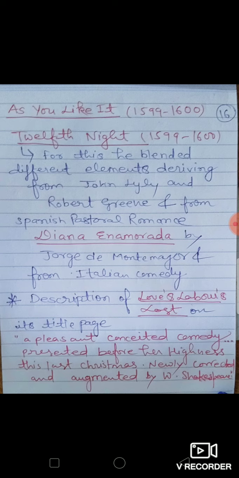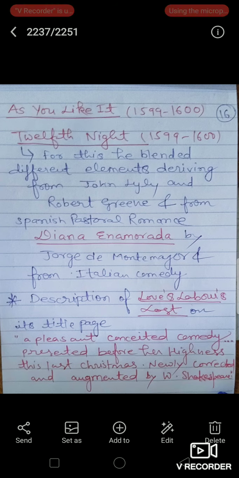So what is the description of Love's Labour's Lost on its title page? A pleasant, conceited comedy presented before Her Highness this last Christmas, newly corrected and augmented by William Shakespeare. Why corrected? It means it was earlier published in a bad quarto, and then it was republished as a corrected edition, corrected and augmented by William Shakespeare. That's all for this topic.